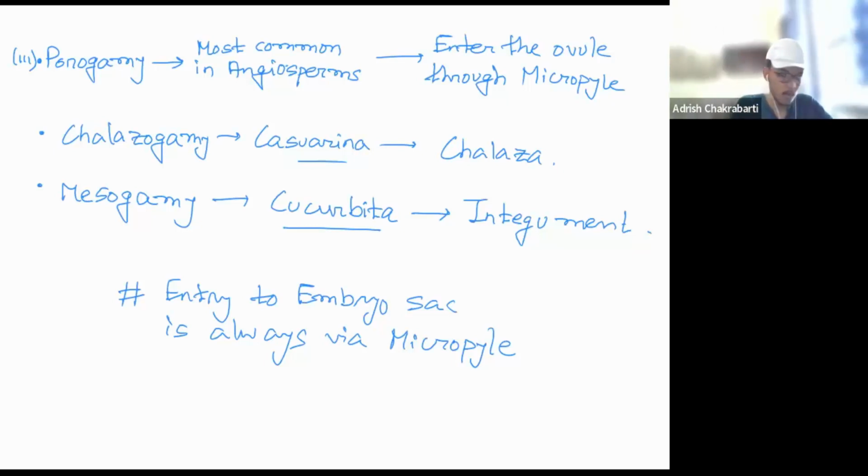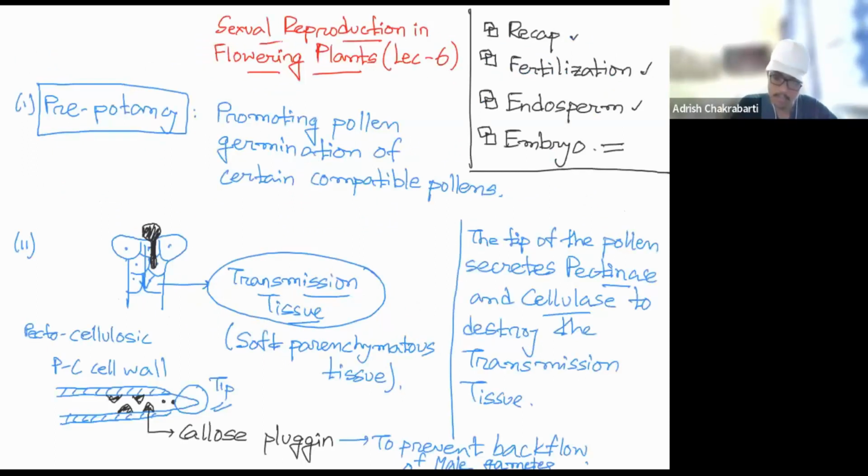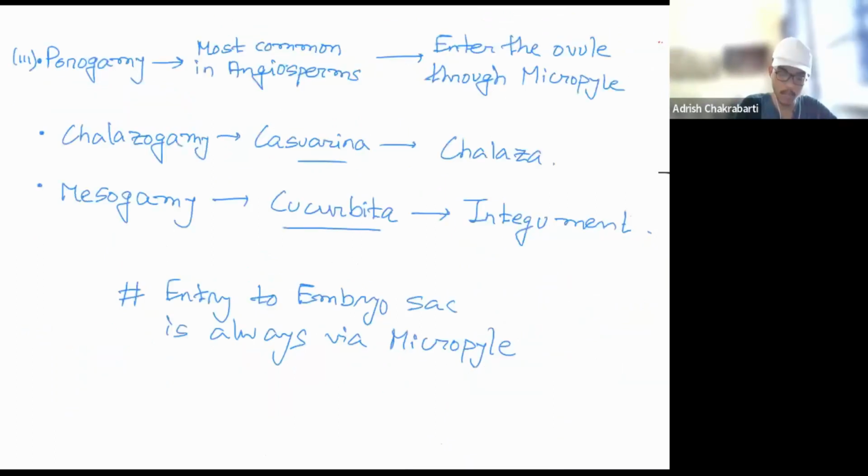Done. So now we have completed the first part. So the recap, let's just mark it in red, is done. What did I do? I introduced the term prepotency. I described the phenomenon. I introduced the concept of transmission tissue, and I discussed callose plugging. I discussed the growing of the pollen tube through the style in more detail. And in the end, I added a few examples for porogamy, chalazogamy, and mesogamy. So now we are good to go.